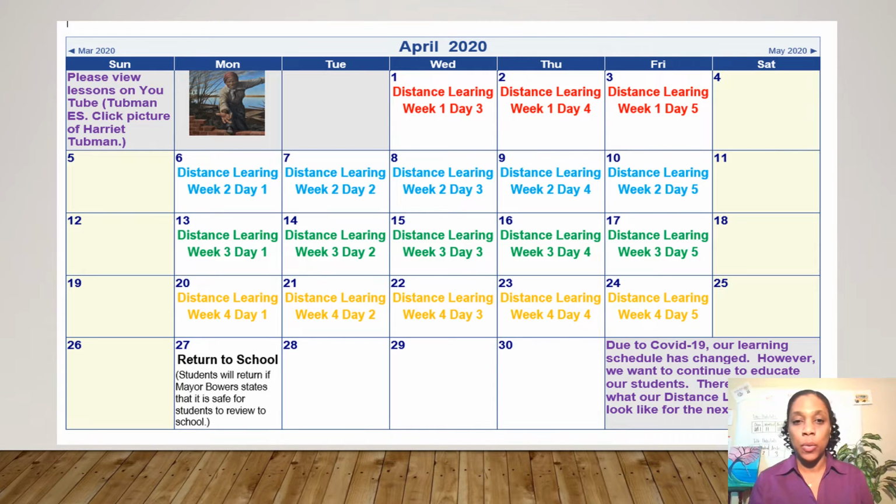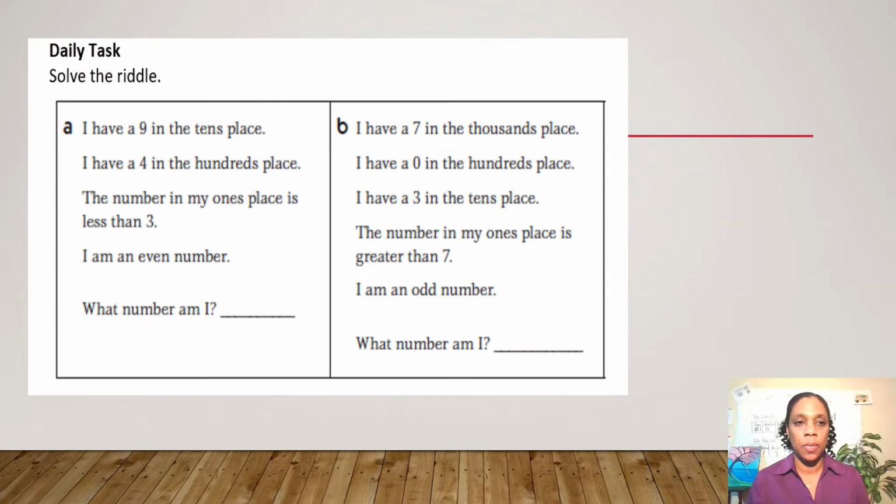This is our schedule for the month. So today is April the 8th, and we are going to be working on our distance learning packet, week 2, day 3 today. For our daily tasks today, DCPS has started us off with some fun. I like solving riddles. They're going to give us a couple of statements and try to see if we can figure out what the number is.